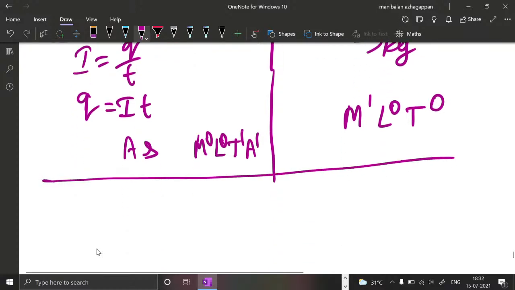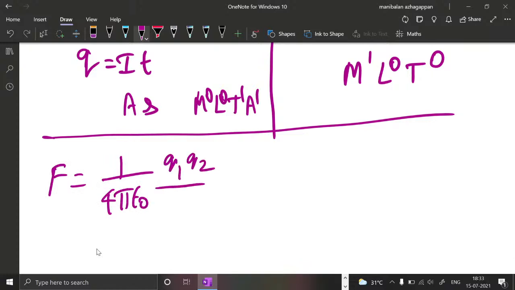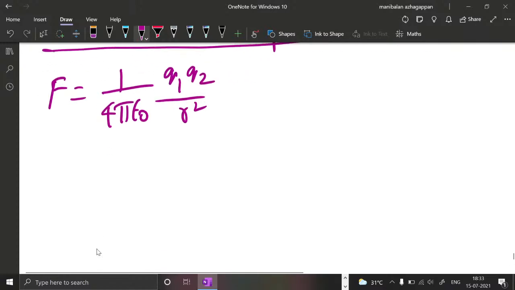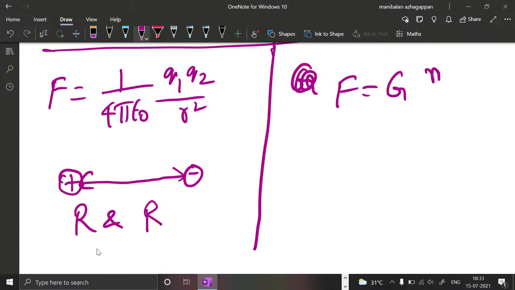In electrostatics, Coulomb's law: F is equal to 1 divided by 4 pi epsilon naught, q1 q2 divided by r square, the force of attraction or repulsion between the two charges. I have two charges, plus here and minus here. Here attraction also will be there, and repulsion also will be there. But in the universal law of gravitation, F is equal to G m1 into m2 divided by r square. Here only attraction will be there.